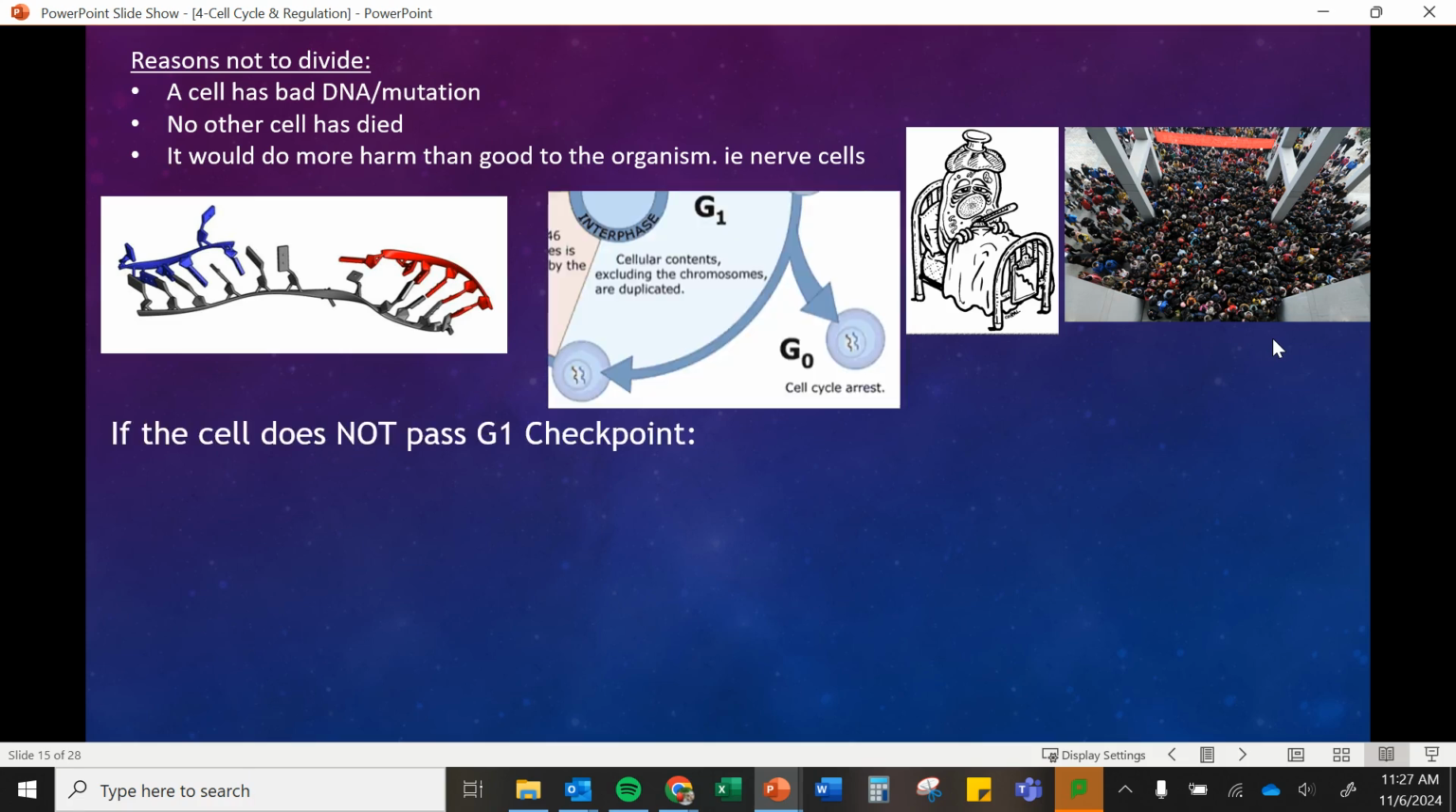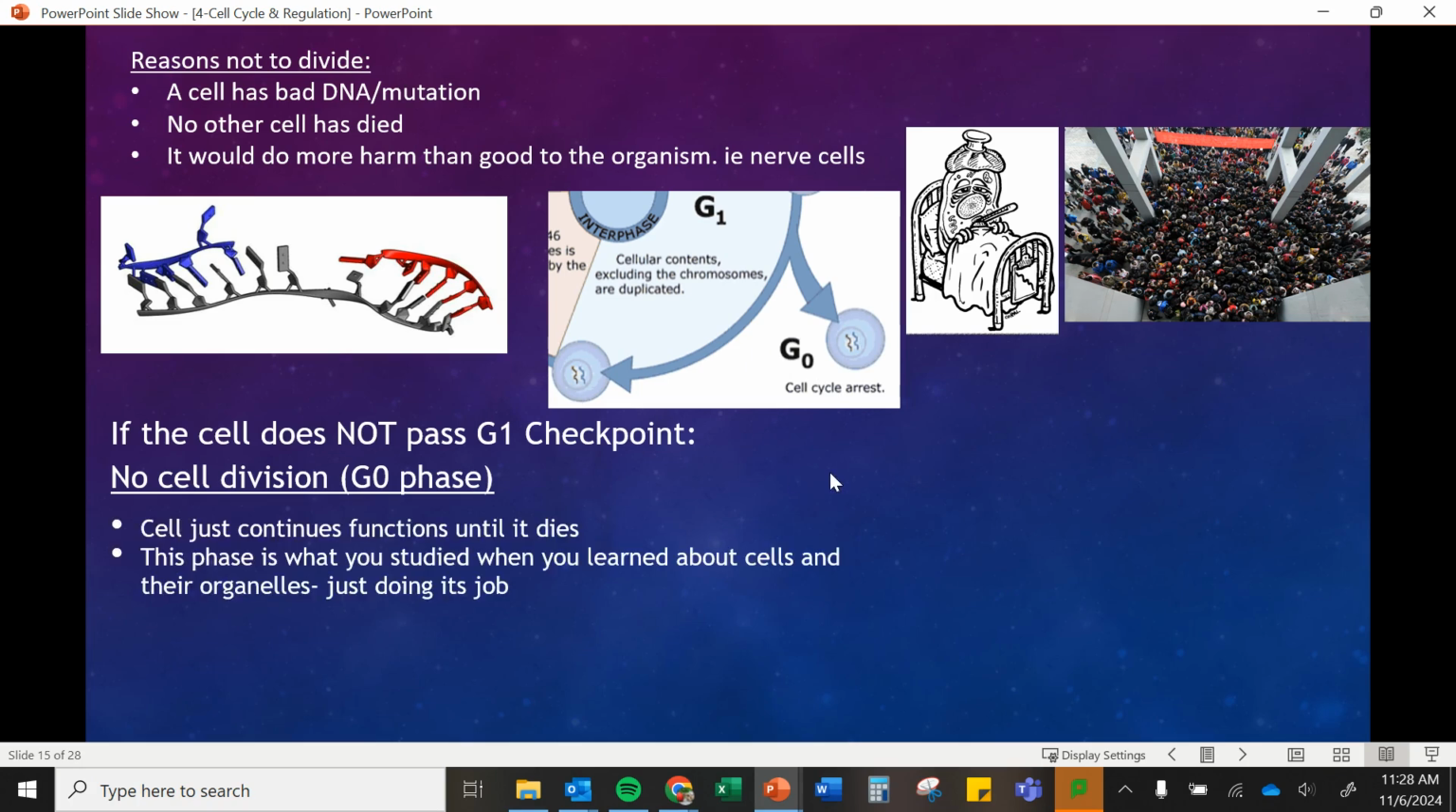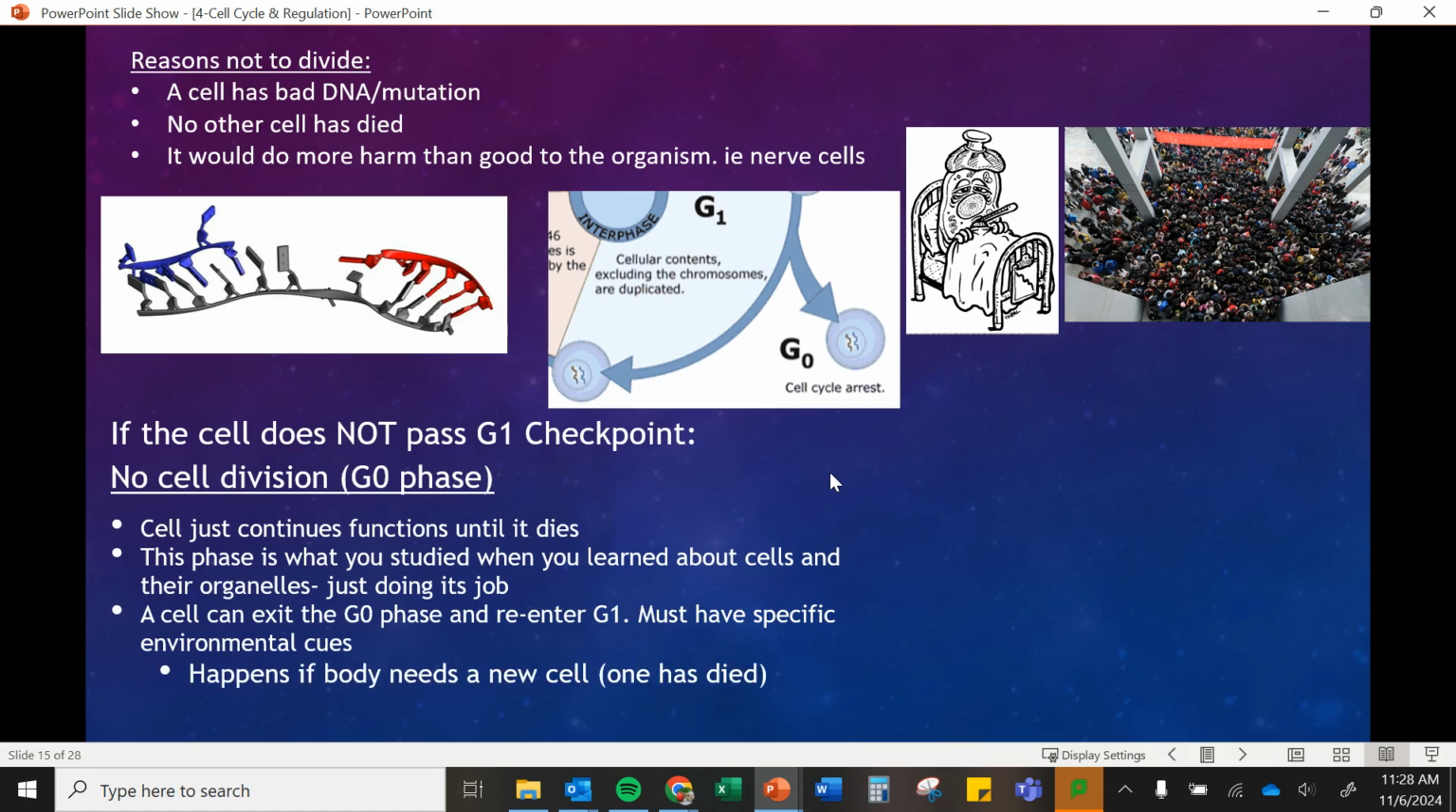So if it doesn't pass this checkpoint, the cell is going to just hang out in this G0 phase where the cell does not divide. It doesn't necessarily die, it's just going to continue to function. And at some point, it might get cell signals to put it back into G1 and have the checkpoint again and go on. But it's just going to continue to function until it eventually dies or it gets a signal to go back. Okay, where it can re-enter. But it has to have specific environmental cues.